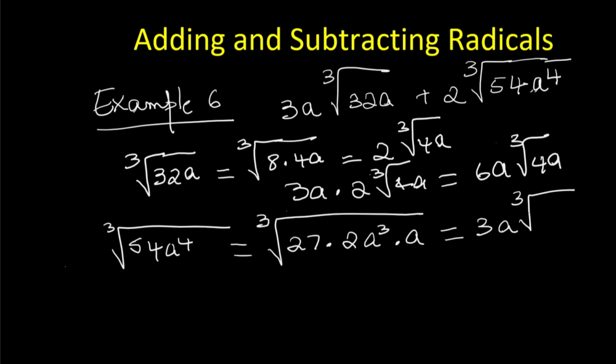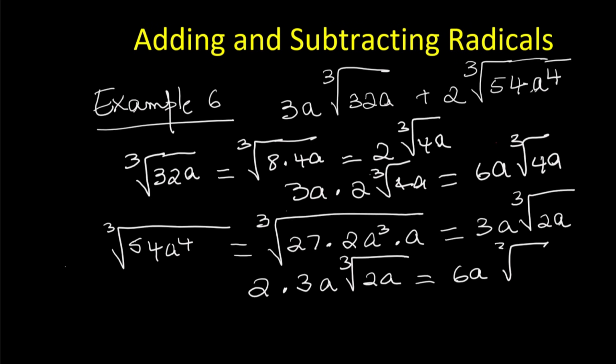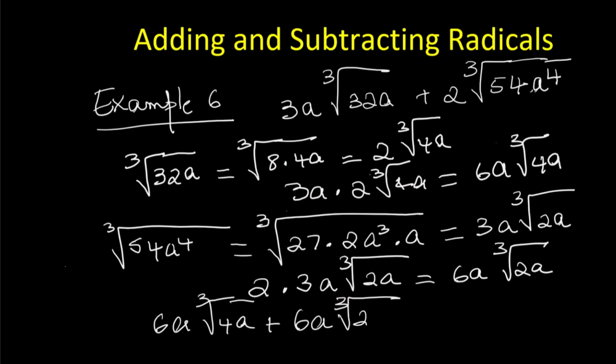Now multiply by 2. 2 times 3a times the cube root of 2a equals 6a times the cube root of 2a. Final expression, 6a times the cube root of 4a plus 6a times the cube root of 2a. Since the radicals are not alike, this is the simplified result. That is how we add and subtract radicals. Combine like radicals and leave unlike ones as they are.